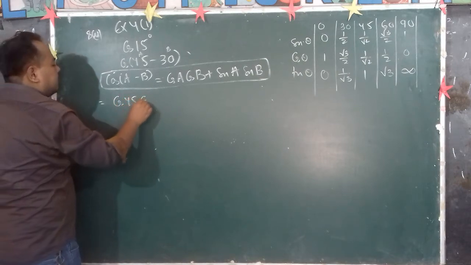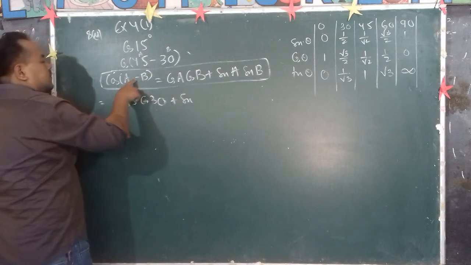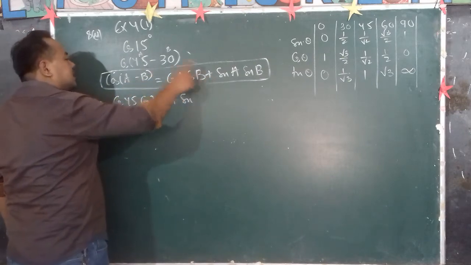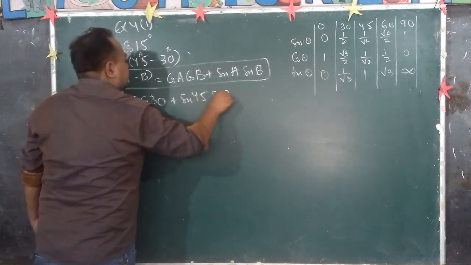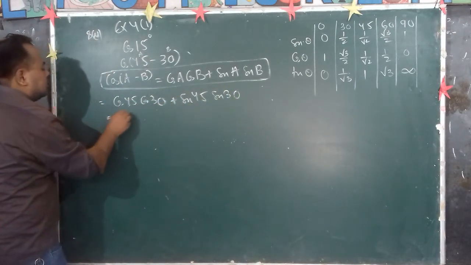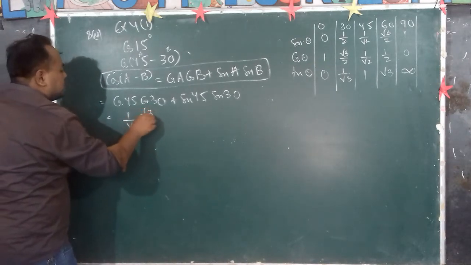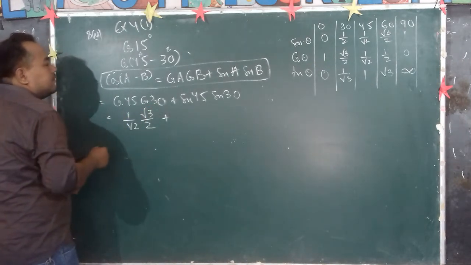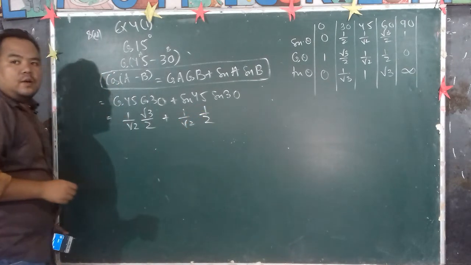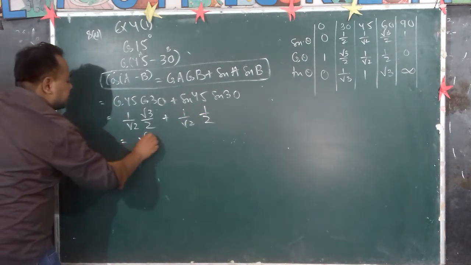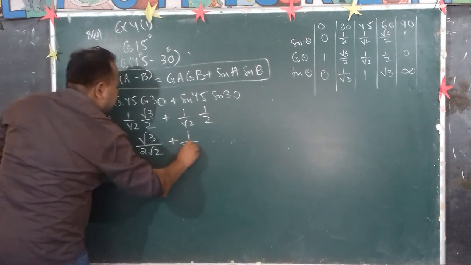cos 45 cos 30 plus sine... one thing, if this is minus, this is going to be plus, that is only for cos, plus sine 45 sine 30. So put the value. Cos 45 is 1 by root 2, cos 30 is root 3 by 2, plus sine 45 is 1 by root 2, and sine 30 is 1 by 2. So what do you get? Root 3 divided by 2 root 2 plus 1 by 2 root 2.